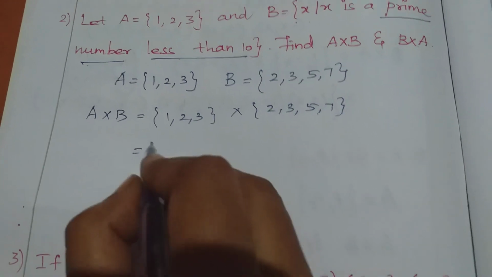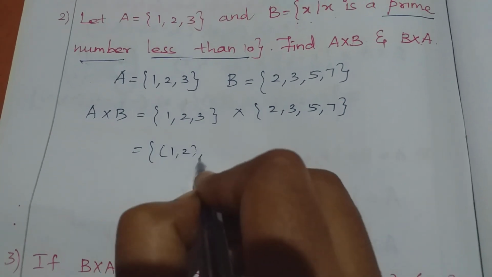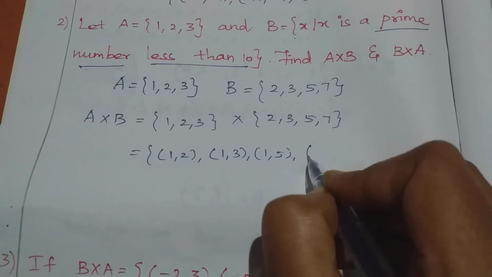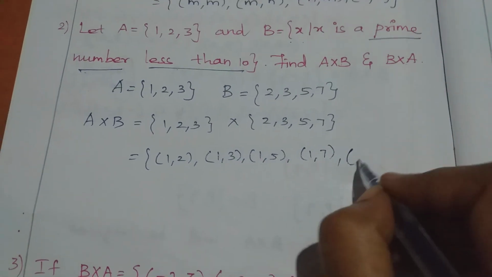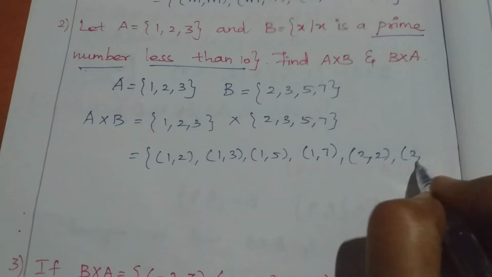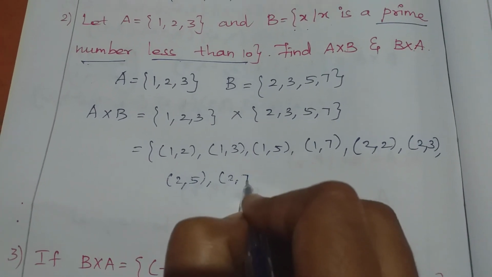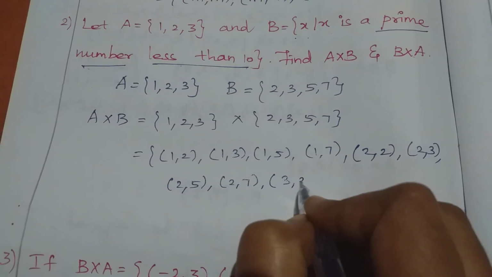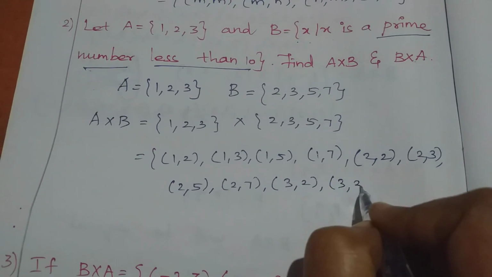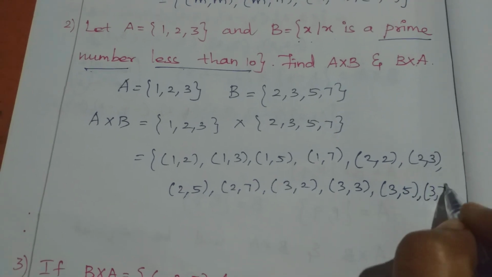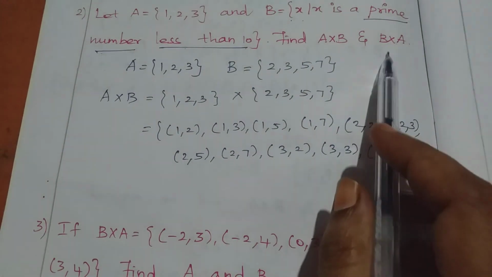So now we say (1, 2), (1, 3), (1, 5), (1, 7). Next (2, 2), (2, 3), (2, 5), (2, 7). Next one (3, 2), (3, 3), (3, 5) and (3, 7). Okay. Next, what do you have to find?